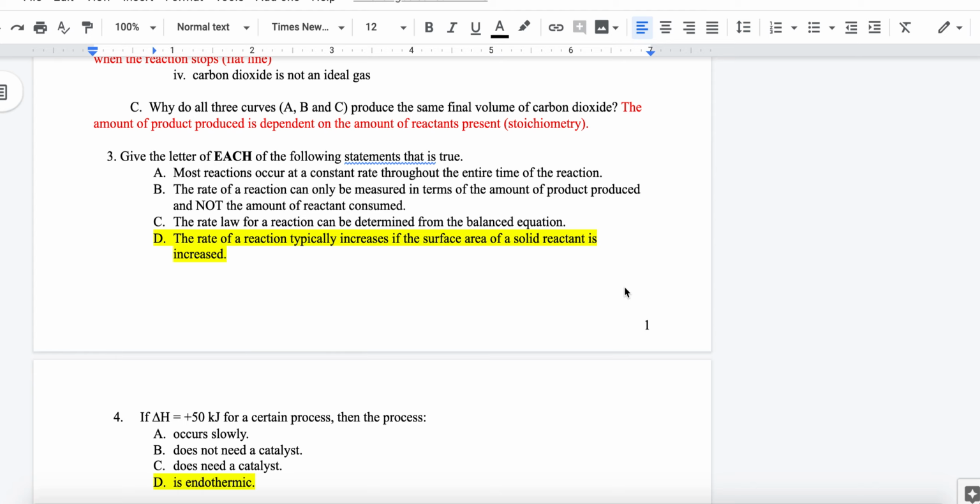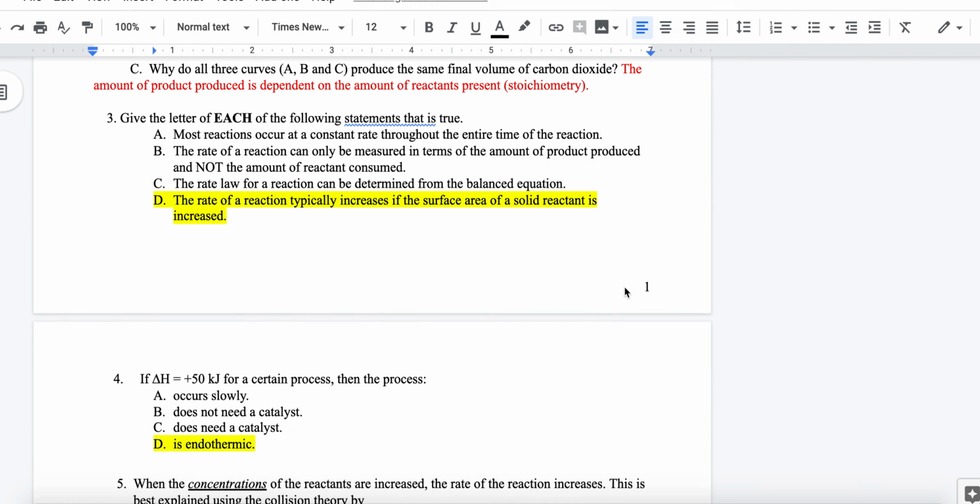B, the rate of the reaction can only be measured in terms of amount of product produced and not the amount of reactant. That's false. We can measure anything in the reaction as long as we're measuring something that's changing about the reactant or product and time. And C, this is a big one, you cannot determine the rate law from a balanced equation. That is just not right. You always have to determine the rate law experimentally.